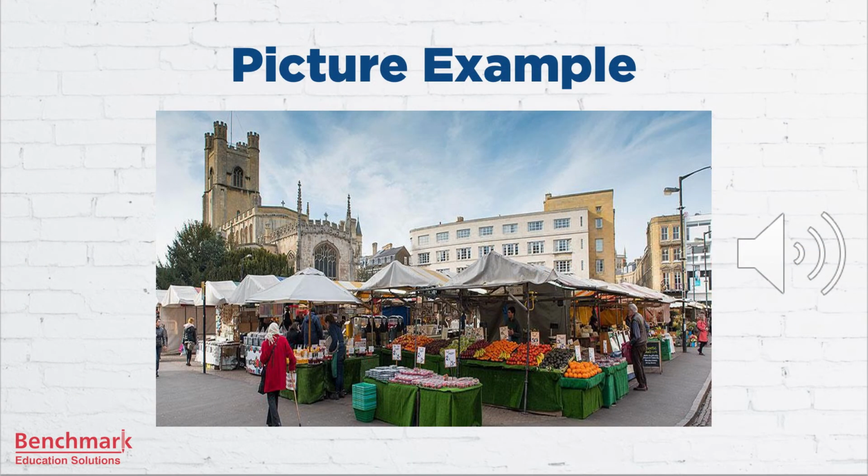And here's a sample answer. This is a photo of a town or a city, possibly somewhere in Europe. In the foreground you can see market stalls. The ones nearest the front are selling produce.